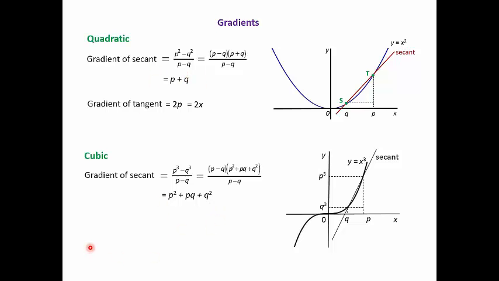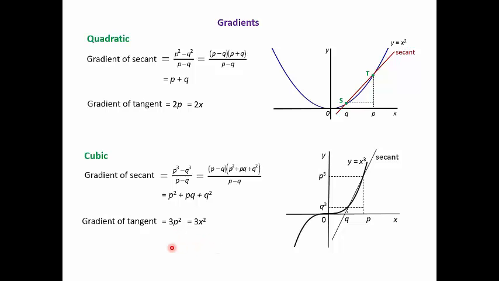And we're going to do the same thing as before and work out the gradient of the tangent from that. As this point here merges into this point, the secant becomes a tangent and q becomes equal to p. So we simply put q equal to p here. We get p squared plus p squared plus p squared, which is 3p squared, which becomes 3x squared. And so that's the standard result for the gradient of a cubic.